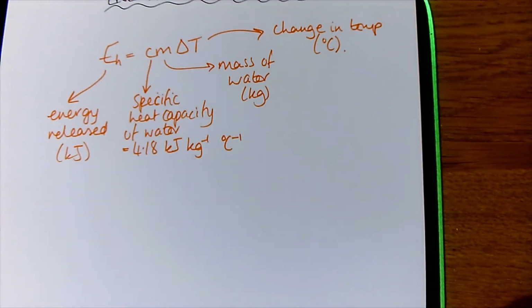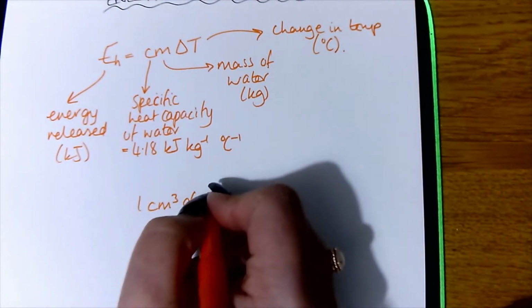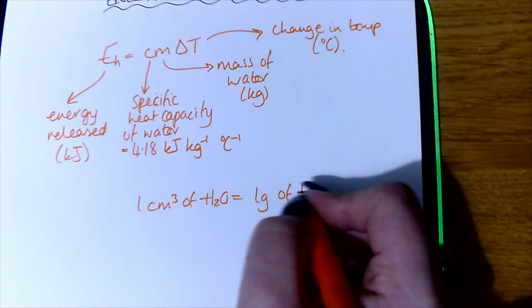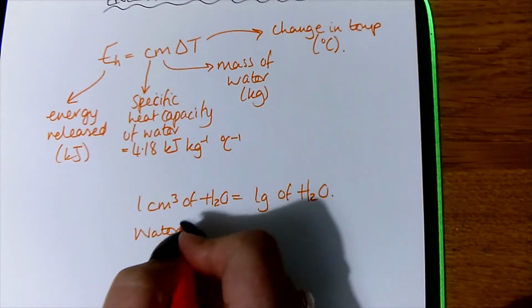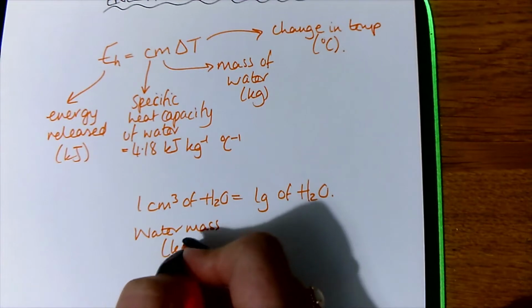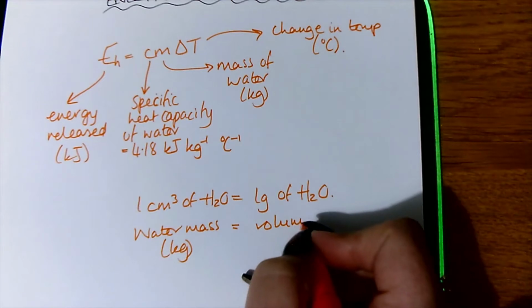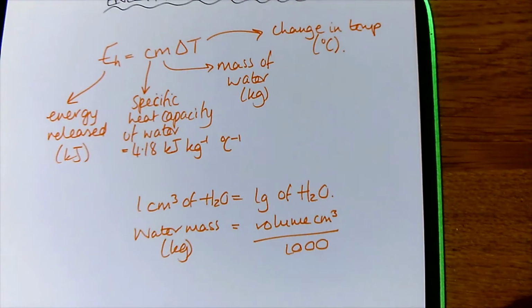For these calculations, we must keep in mind that 1 centimetre cubed of water is equivalent to 1 gram of water. Therefore, when we're working out the mass of water in kilograms, if we are given a volume in centimetres cubed, we must divide that by 1,000 to get our mass in kilograms. Now let us look at some examples of these questions.